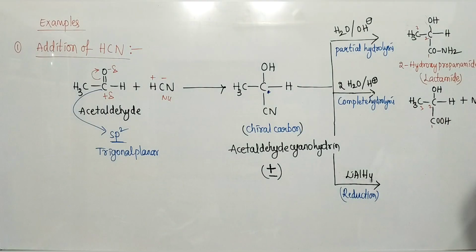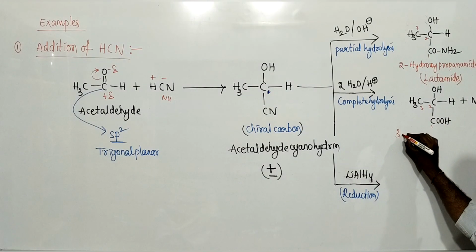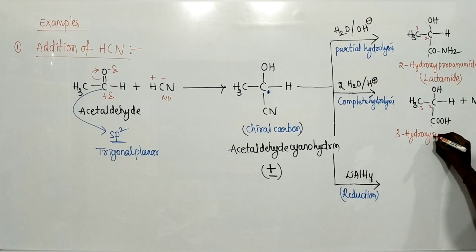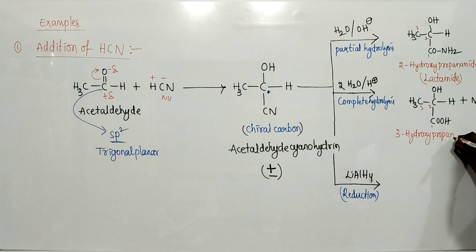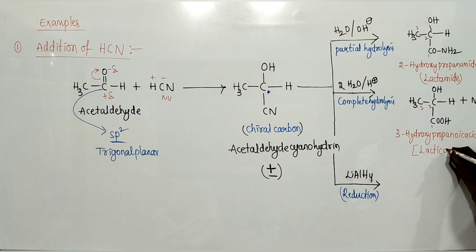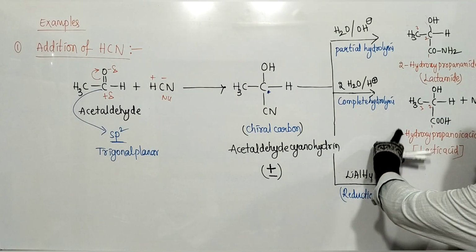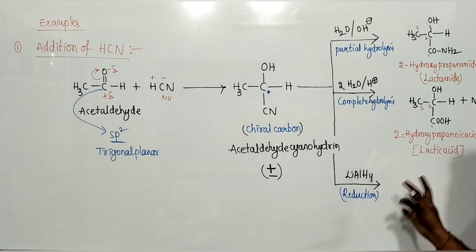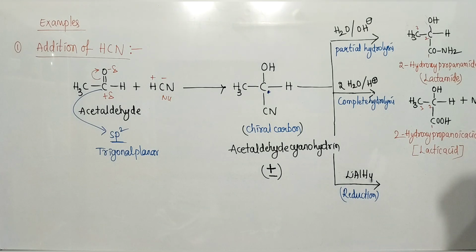Three carbon atoms are there. So this is 2-hydroxypropanoic acid. On the second carbon an OH group is there. 2-hydroxypropanoic acid is also called lactic acid. The common name for it is lactic acid.